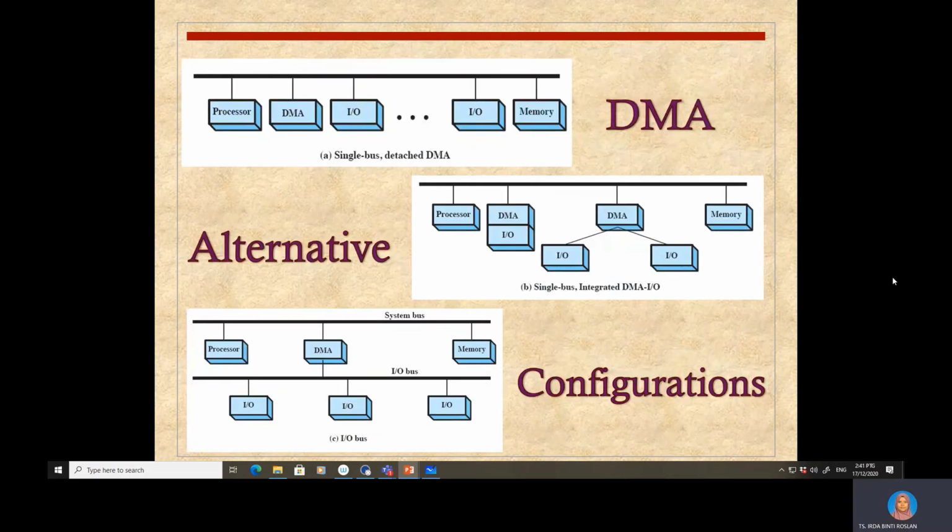So these are the three DMA alternative configurations. There are three configurations here. You can see the first one, using a single bus, detached DMA. All of these are on one system bus, one single bus: the processor, the DMA, all the input output, and also the memory. Basically, the DMA module, acting as a surrogate processor, uses program I/O to exchange data between memory and I/O.